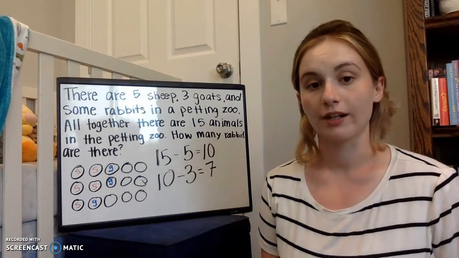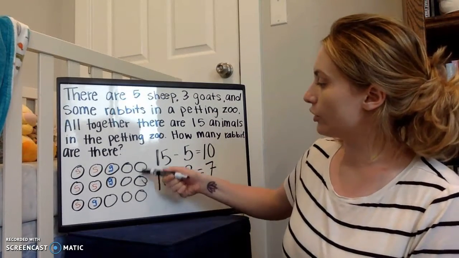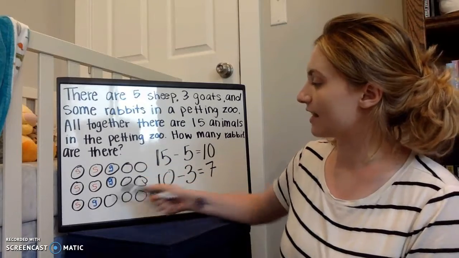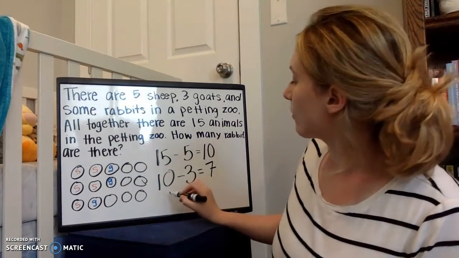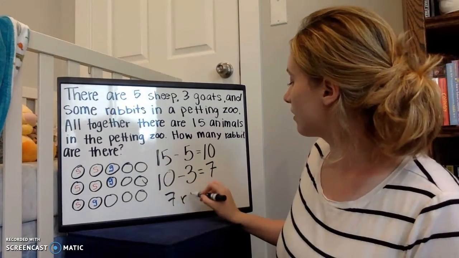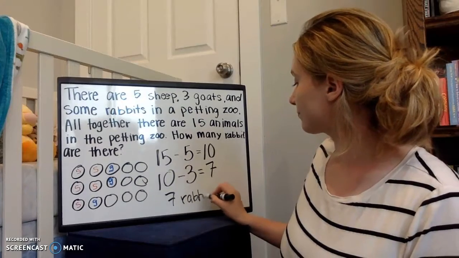Let's check with our picture. Is our answer 7? 1, 2, 3, 4, 5, 6, 7. We are correct, so we can now say 7 rabbits.